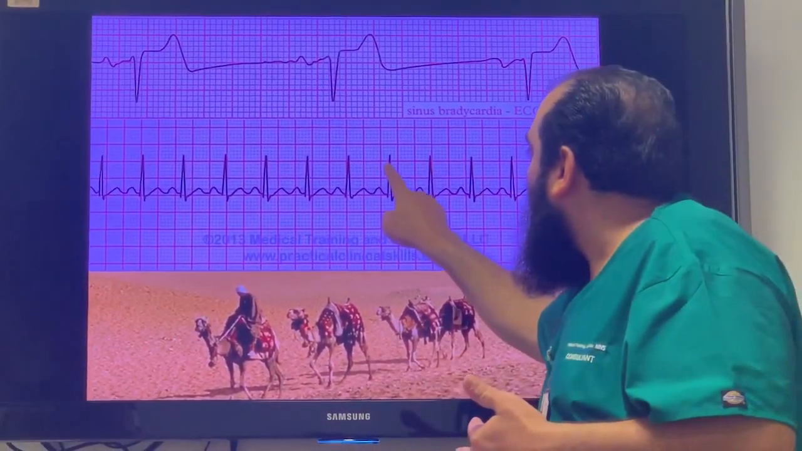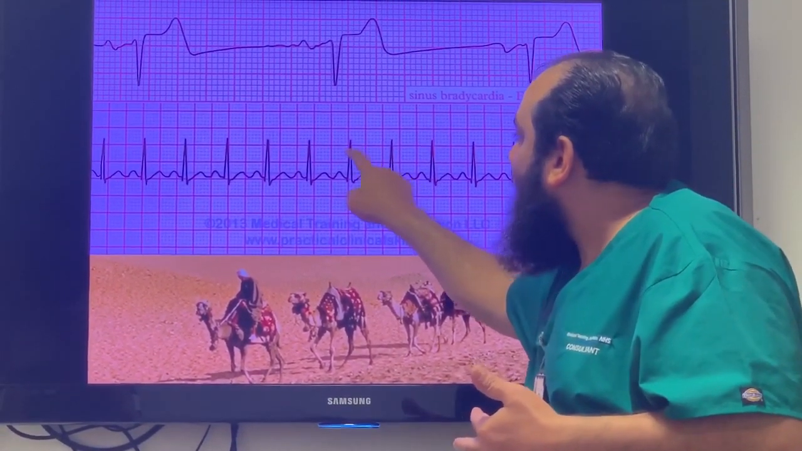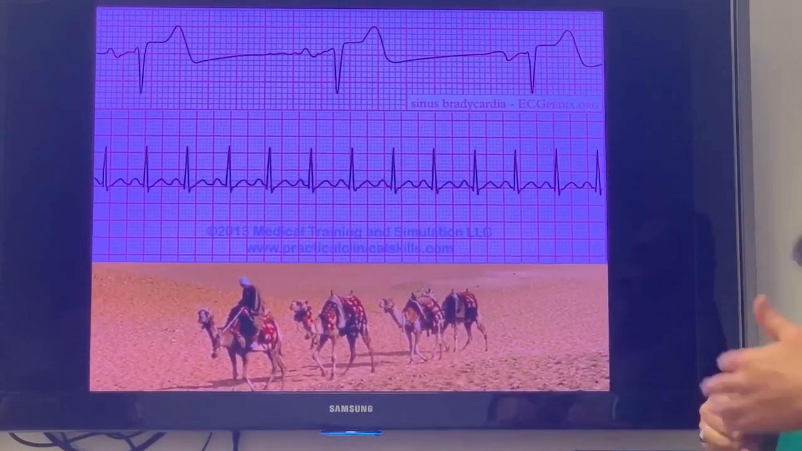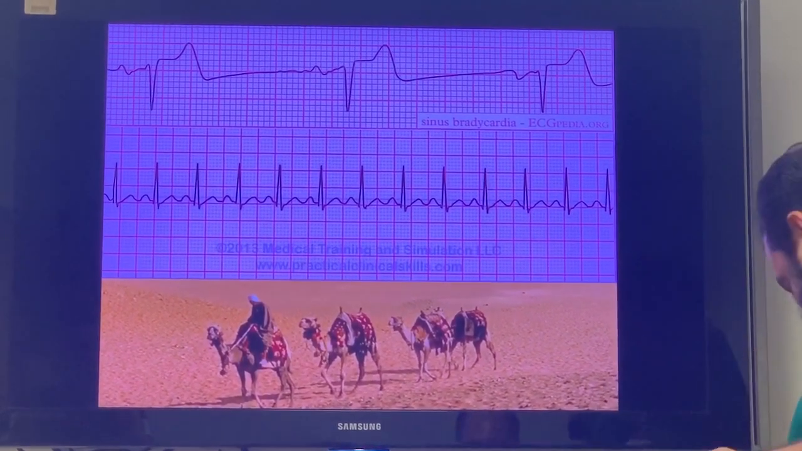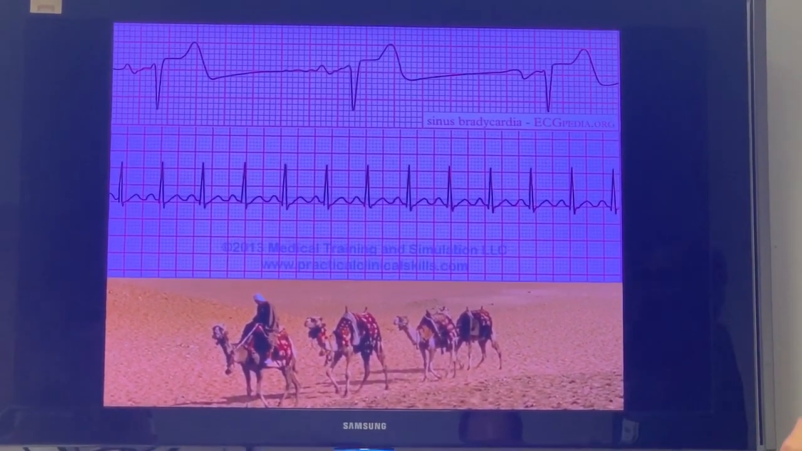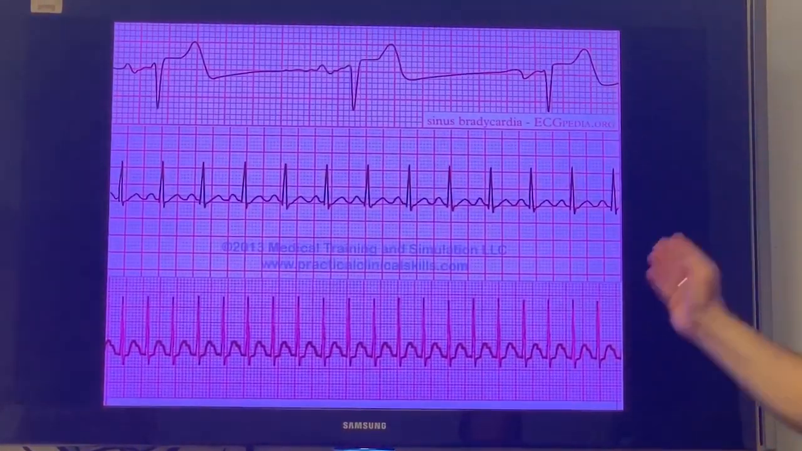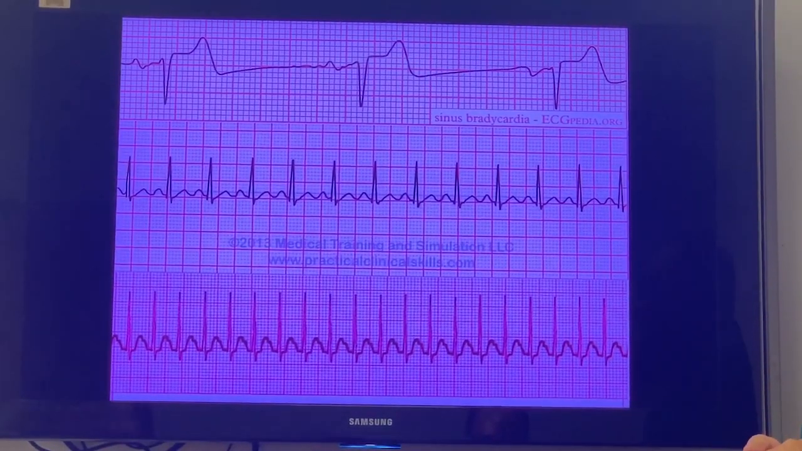So 1, 2, 3, and here 5 is 8, and here 4 is 12. 1500 by 12. You divide, it will come out around 120. That's okay. So it is again tachycardia. Okay, that one, how much? It's an exercise.